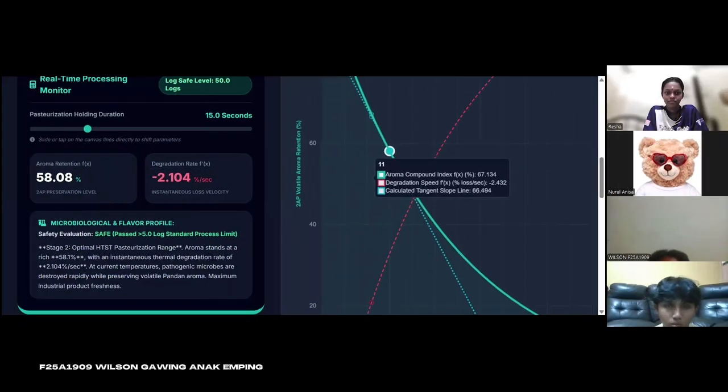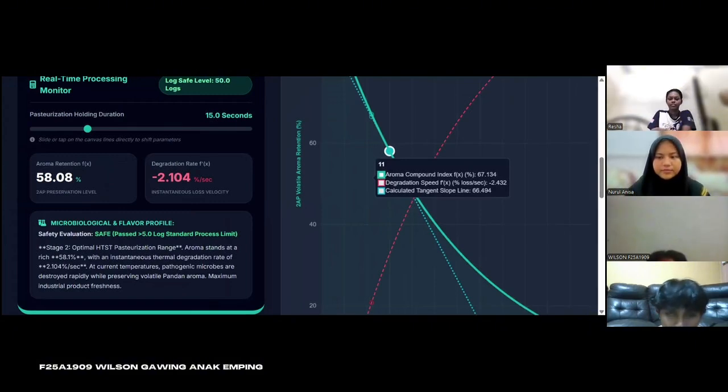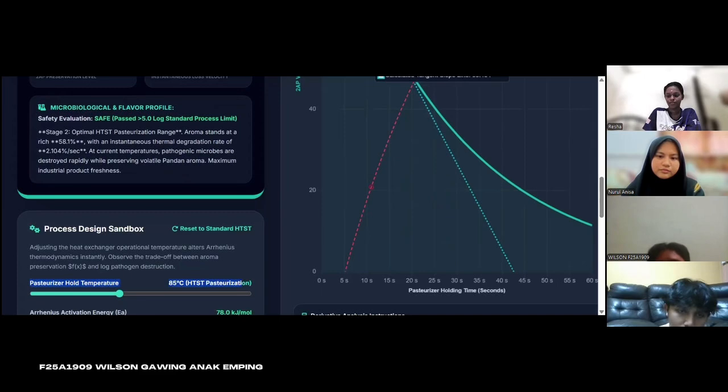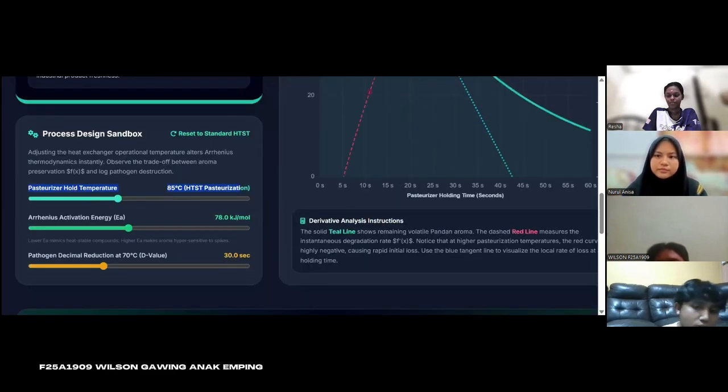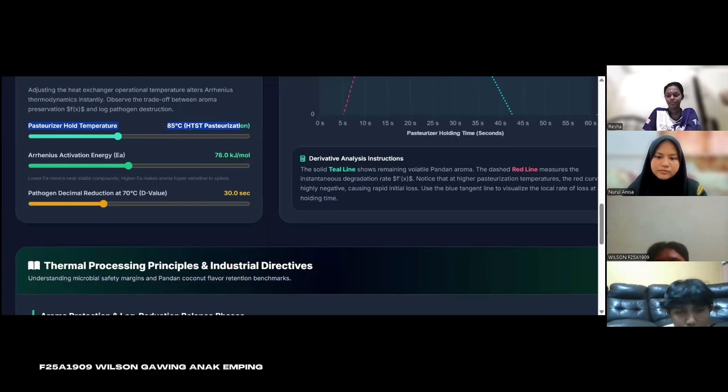And point number three, the golden HTST window. Data analysis confirmed the golden window for processing is between 55 degrees Celsius and 95 degrees Celsius for only 10 to 50 seconds. This specific window satisfies the 5-log safety requirement while maintaining a high premium aroma retention level of 55 to 85 percent.